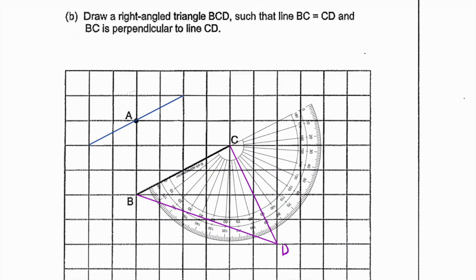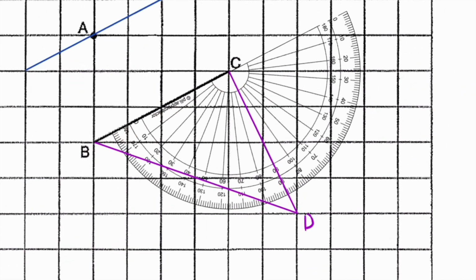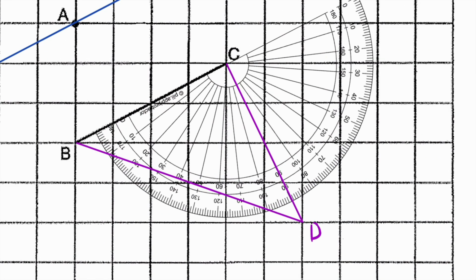Next up, draw a right angle triangle BCD such that BC is equal to CD. Well, the lengths have to be the same. So what I will do is to say, okay, for B to C, that's 2 units up, 4 units. So same thing here, 2 units and 4 units.